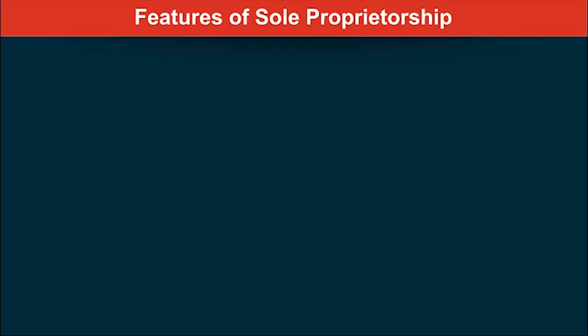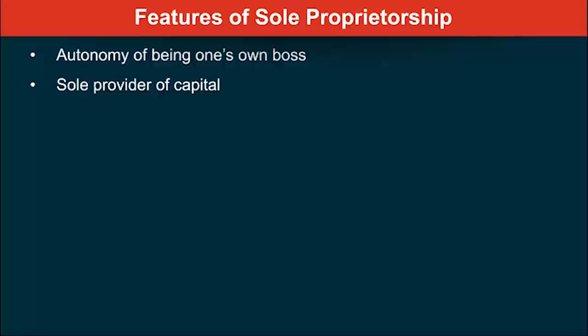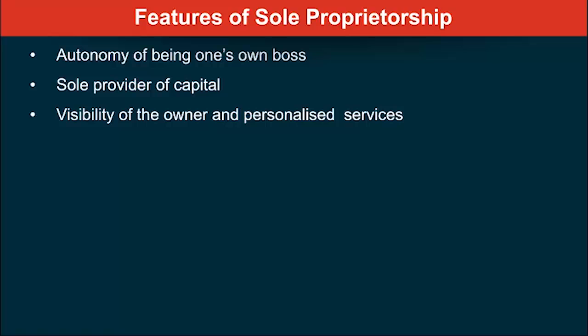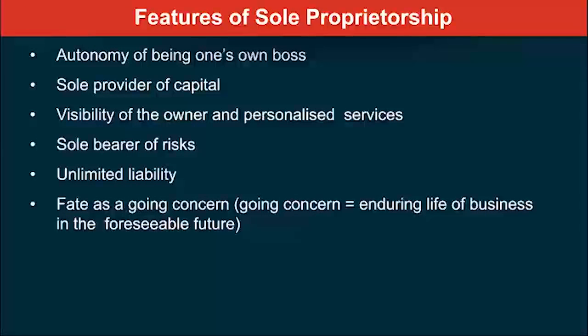So what are the features of sole proprietorship based on whatever we discussed? One is you are your own boss. Second is you have your own capital, you alone provide the capital. Therefore, visibility of the owner is higher and you get specialized, personalized services. You are the sole bearer of risks and have unlimited liability, therefore. And the fate of the concern, or the fate of the organization, depends on the fate of the individual. Succession of ownership, question mark, because you don't know whether this person has any succession thought in his mind or not.